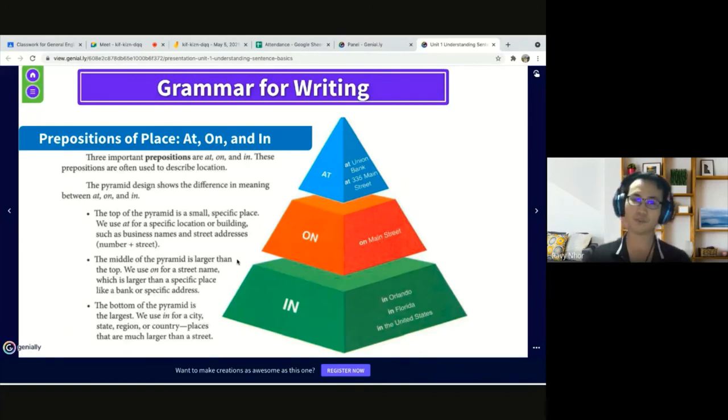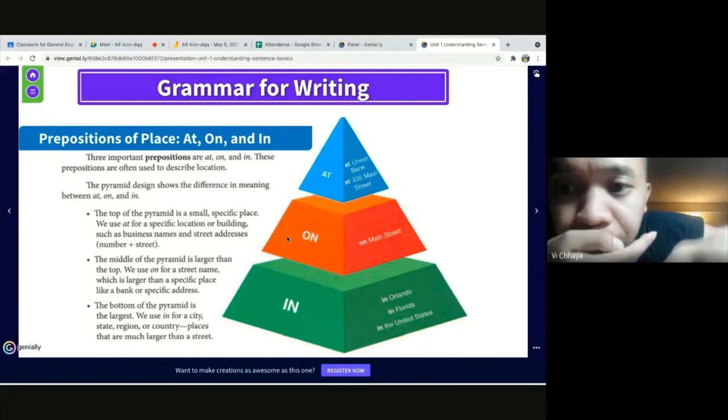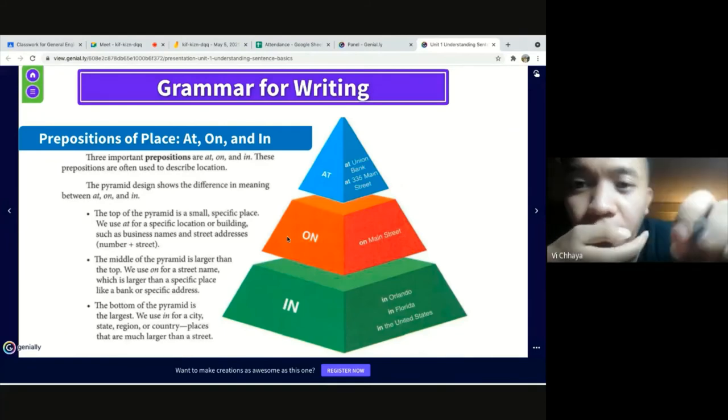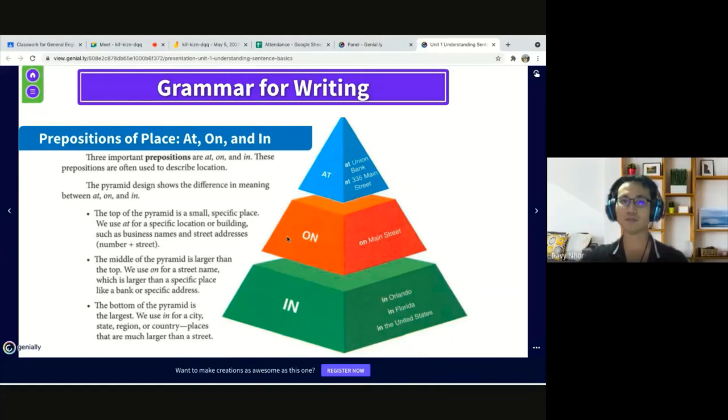Can you give an example? On, like, for example, ABA Bank on Sayano Road. ABA Bank on Sayano Road. Just for at. Yeah.